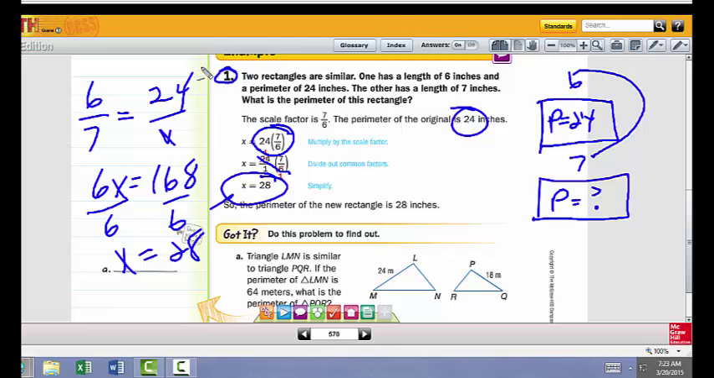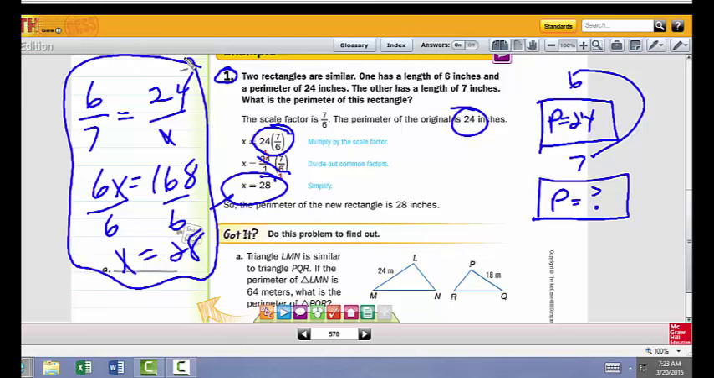Since so many kids are really good at doing proportions, I'm going to show this way most often. But you can always calculate the scale factor and then use the scale factor to calculate the other one, just like we did a couple of lessons ago. Please press pause and do letter A.